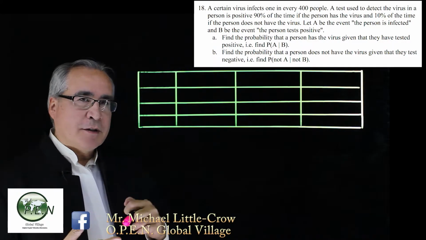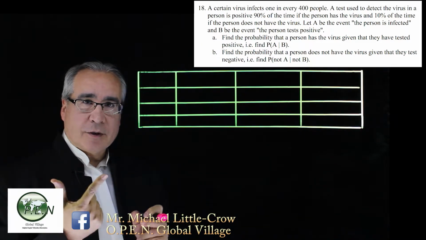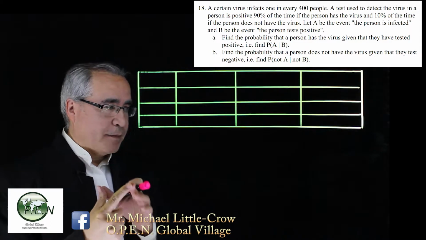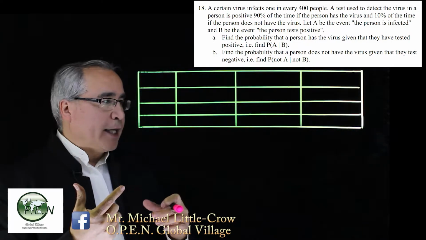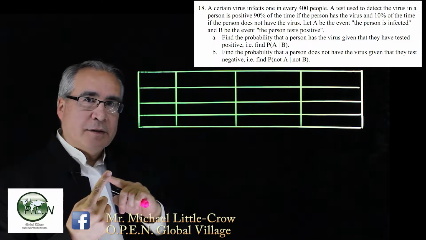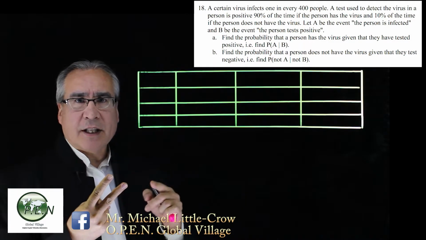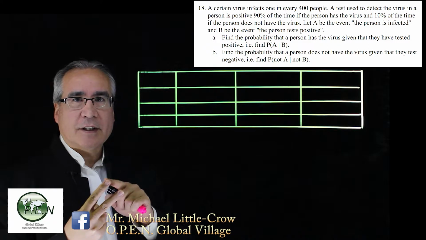But we've got a virus. It either infects somebody or it doesn't infect them. People are infected or not infected. So those are one aspect of it. And then the other aspect or event that we're looking at is that they either test positive or they would test negative. They don't say that directly, but the test result of whether or not they have the virus is the other aspect.